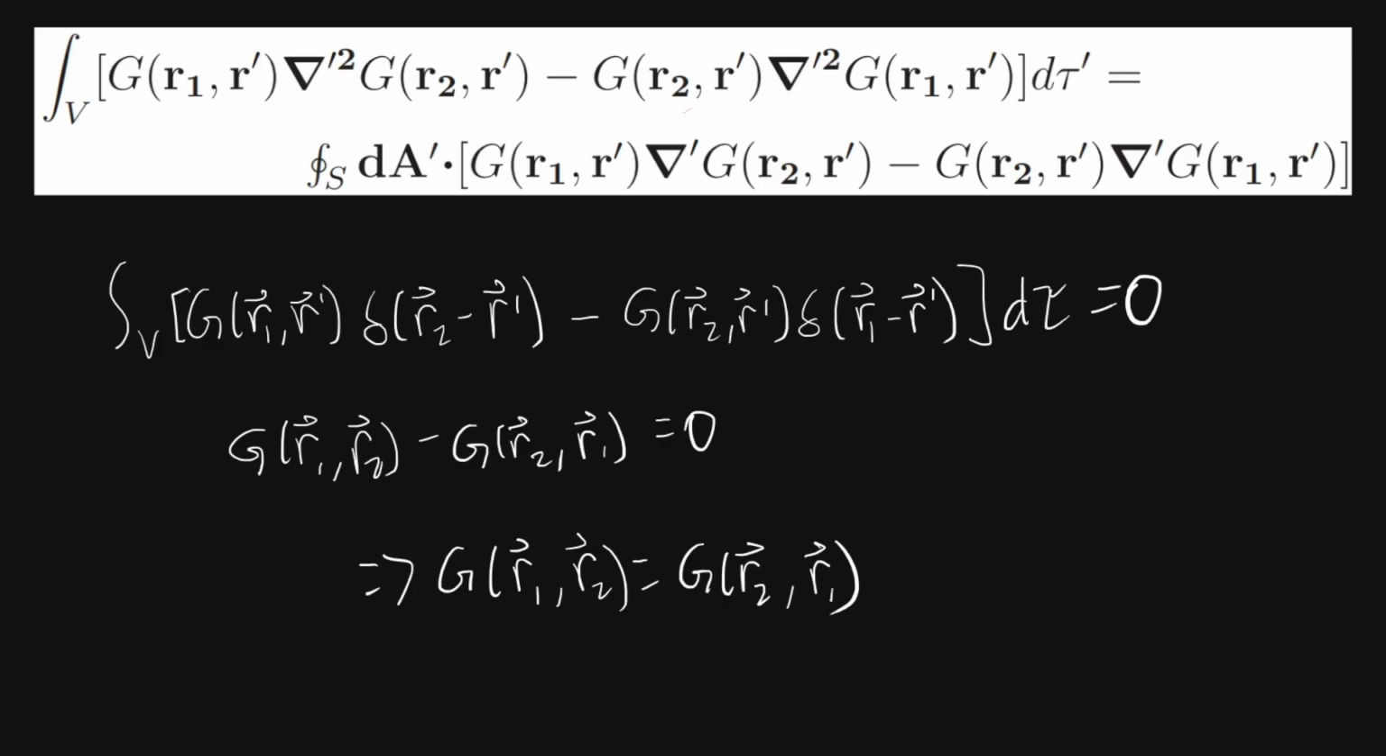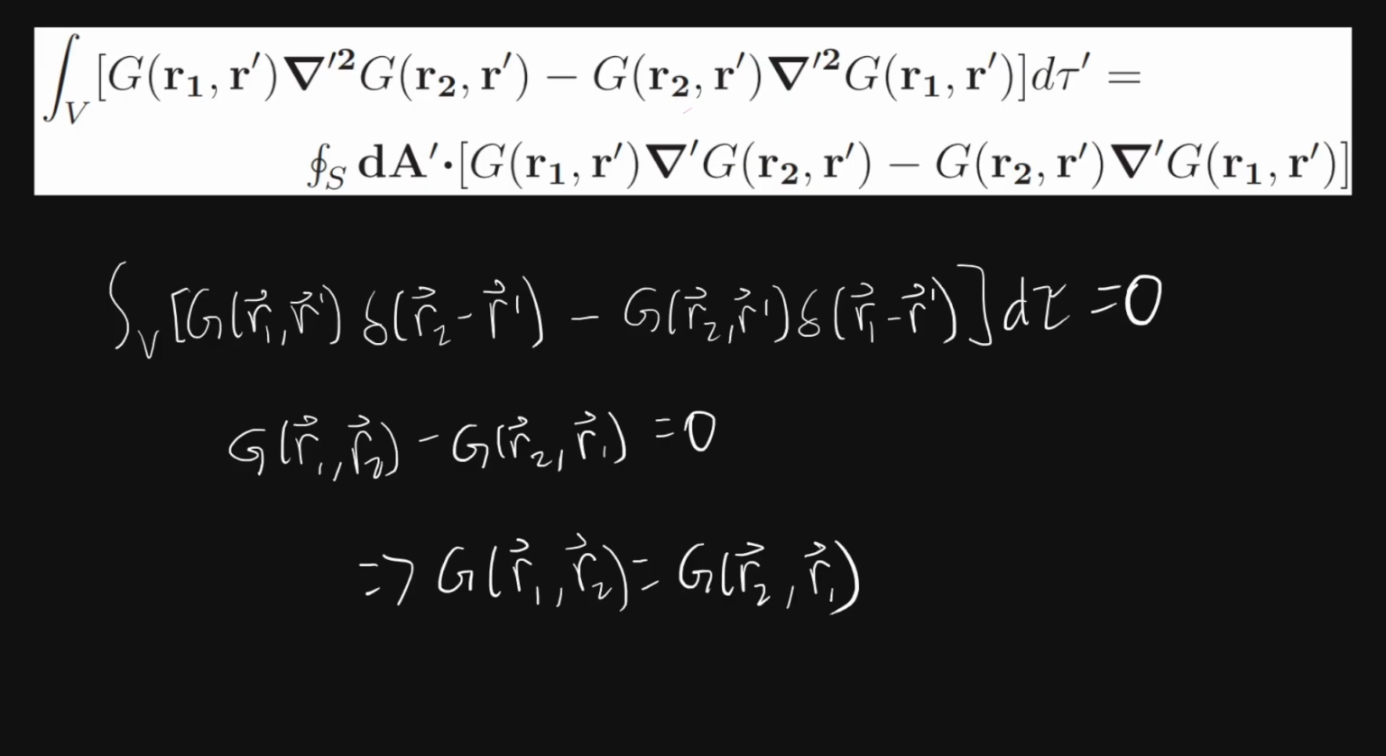And so the way to interpret this is that this symmetry implies that the potential at r1 due to some point charge at r2 is equal to the potential at r2 due to some point charge at r1, assuming every surface in the problem is a grounded conductor. And so that's really the importance of Green's functions.